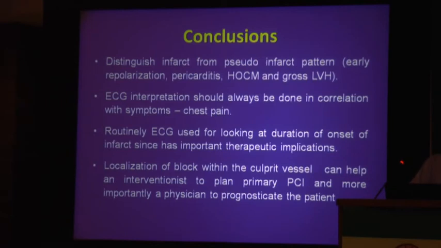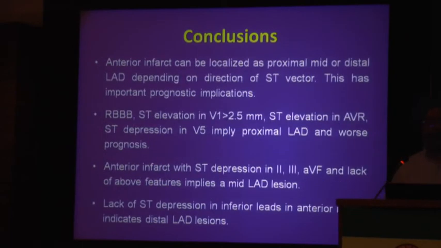ECG interpretation, of course, should always be done correlating with symptoms, that is chest pain. Routinely, ECG is used for looking at duration of onset of infarct, since in the back of our mind it is whether I should thrombolize, whether the patient is eligible for that or not. But localization of block within the culprit vessel can help an interventionist to plan primary PCI, and more importantly, a physician to prognosticate their patients as to where the block is and what we are going to find. Anterior infarcts can be localized as proximal, mid or distal depending upon direction of the ST vector. This has important prognostic implications.